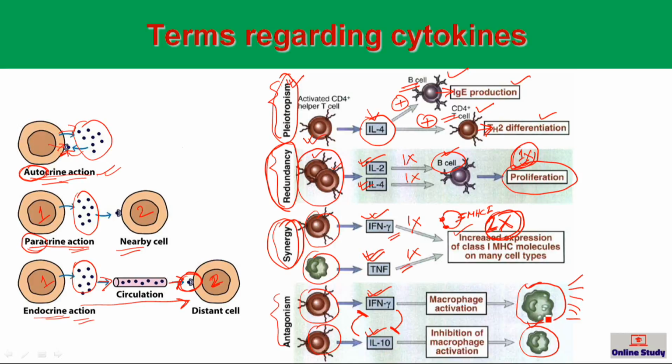These are the definitions of autocrine, paracrine, endocrine, and pleiotropism, redundancy, synergy, and antagonism. Hope you have understood very easily.